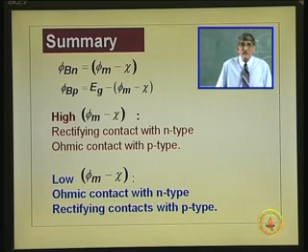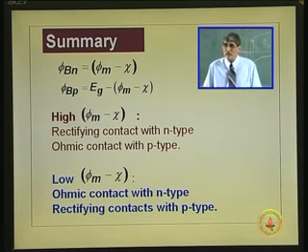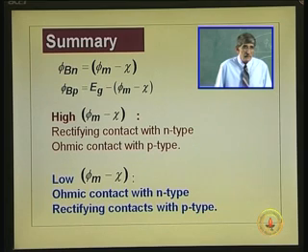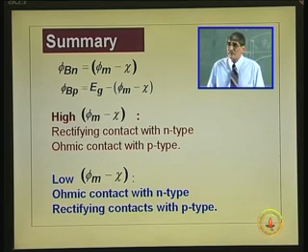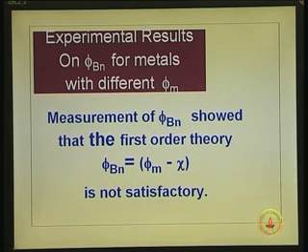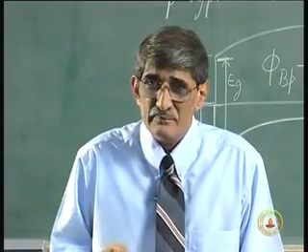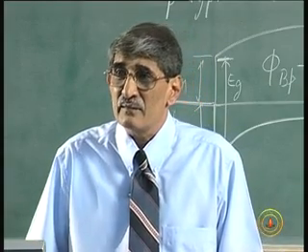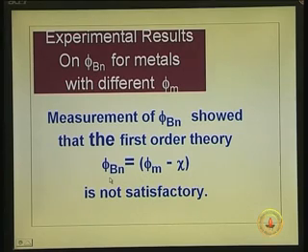Now, the hard reality is all these are idealistic theories. When you make the device, there are several other problems which come up. Measurement of phi b n, that is the ultimate truth. Is it phi m minus chi? If it is phi m minus chi, phi b n must be dependent on phi m. That is, if I choose different metals, I must get different phi m, and therefore I must get different phi b n. It is not satisfactory.